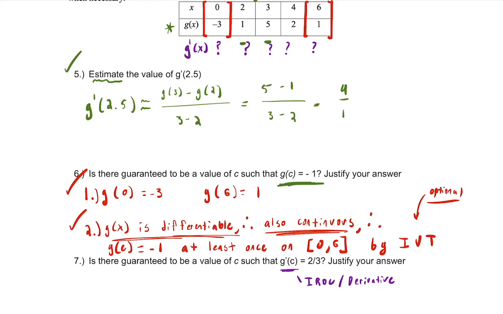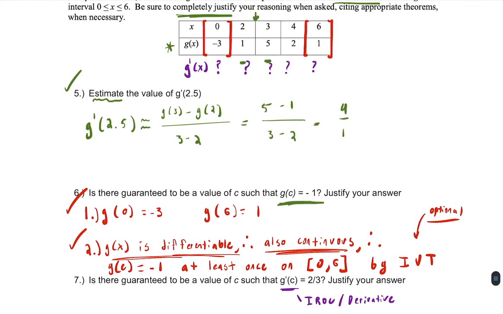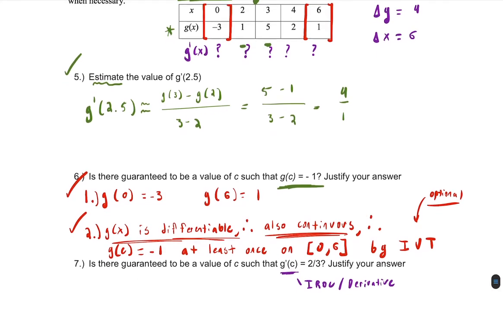We need to find somewhere on this table that the average rate of change is equal to that instantaneous rate of change of 2/3. Now, most of the time when I've seen it on the AP exam, the first thing I would check is the full range, and this ends up being true. So from 0 to 6, my change in y from -3 to 1, that's a change of 4. My change in x, that's from 0 to 6, that's 6. Yep, 4/6 is 2/3.